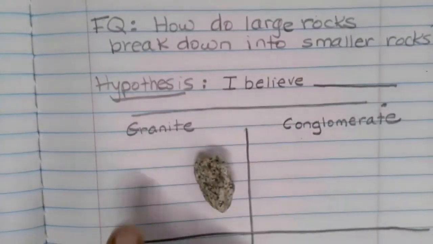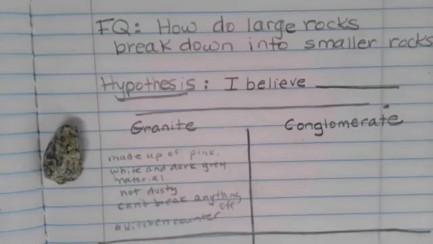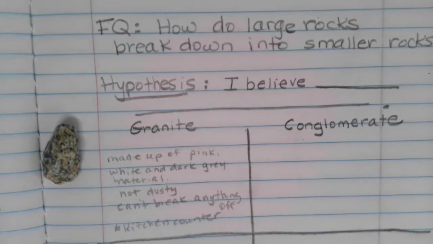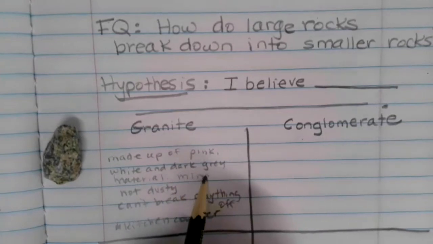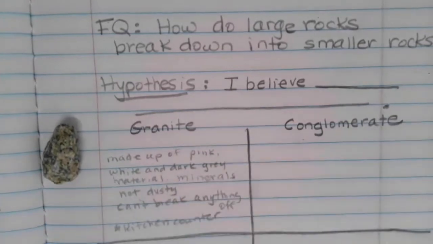Okay, so I want you to write your observations in the grid. Some of the things that I wrote down: made up of pink, white, and dark gray material. Those are minerals, because rocks are made up of minerals. I said it wasn't dusty. I can't break anything off. And then down here I wrote kitchen counter, because my kitchen counter is made of granite. So I'm wondering if they make counters out of really, really hard materials, and if granite is just a really hard material.